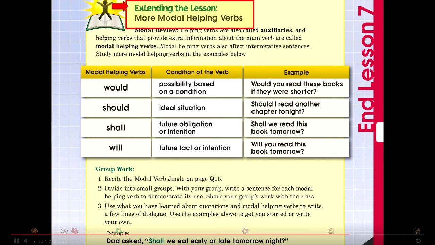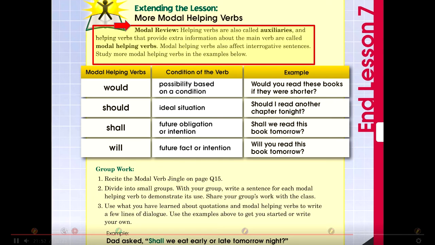You might have noticed that I skipped over Journal Writing 16. I'd like to complete extending the lesson before we get into the journal writing activity. Extending the lesson. More modal helping verbs. Modal review. Helping verbs are also called auxiliaries, and helping verbs that provide extra information about the main verb are called modal helping verbs. Modal helping verbs also affect interrogative sentences. Study more modal helping verbs in the examples below.